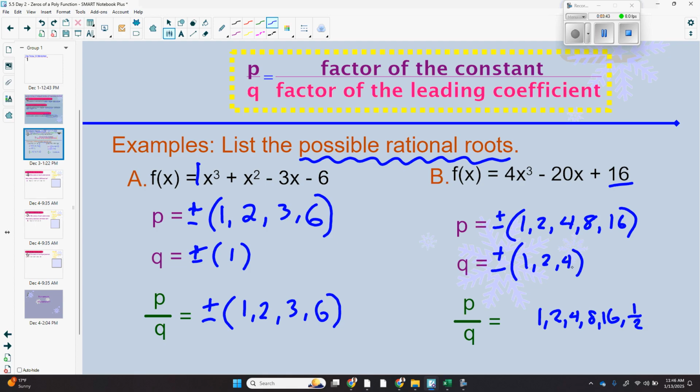Right? And then the same thing over 4. 1 over 4 is 1/4. That's going to be a new one. 2 over 4 is 1/2. That's already on my list. And same for the rest. 4 over 4 is 1. 8 over 4 is 2. 16 over 4 is 4.